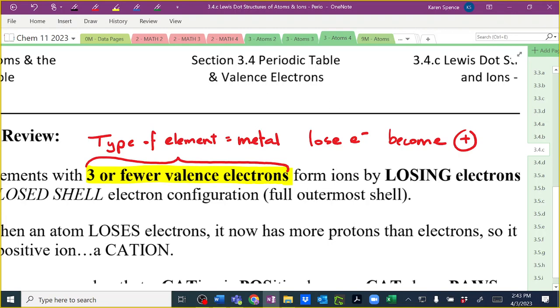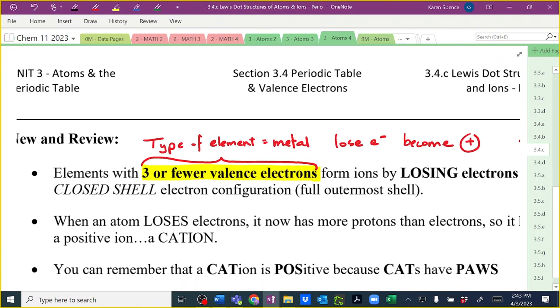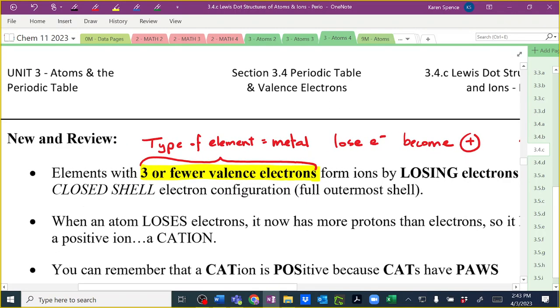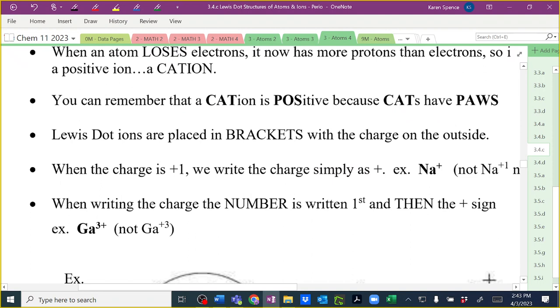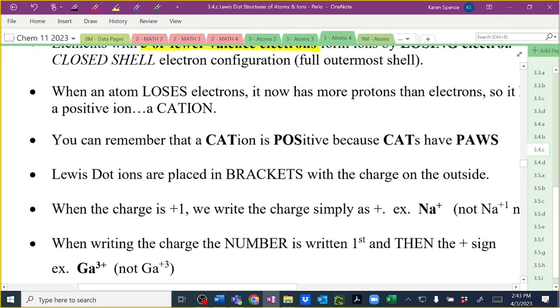Today, the only thing we're going to change about this is we're going to look at how to do this for Lewis dot structures. Oh, and there's a couple other things I wanted to mention here.